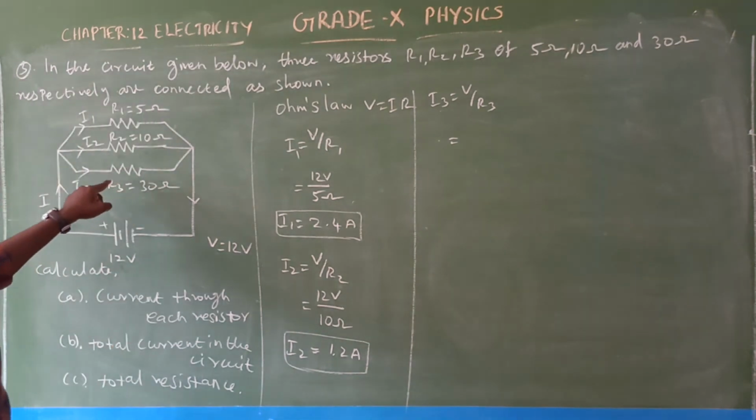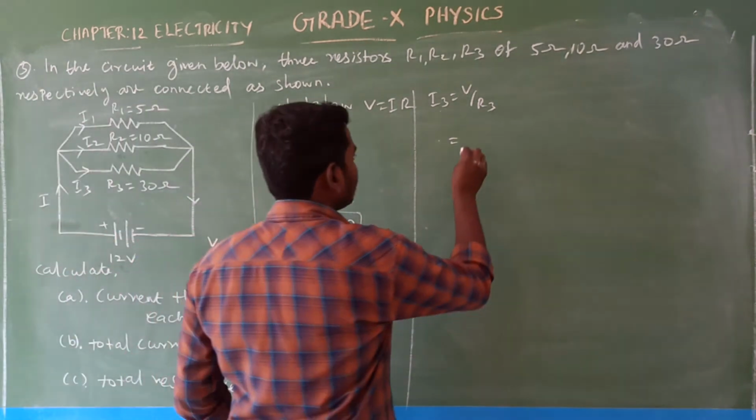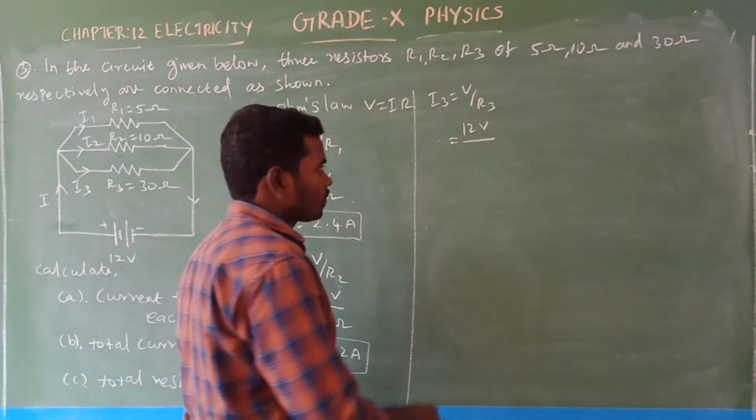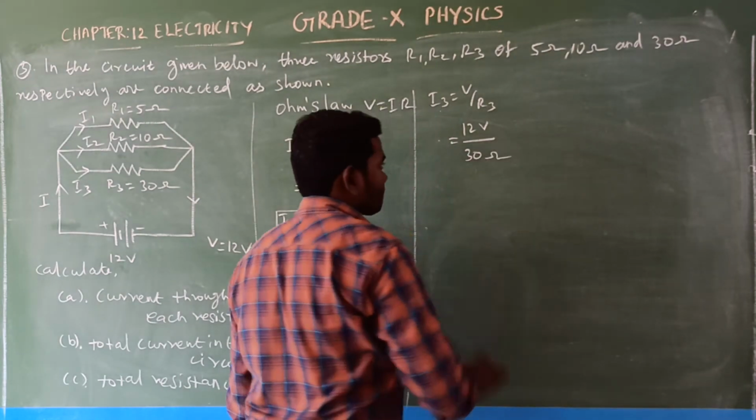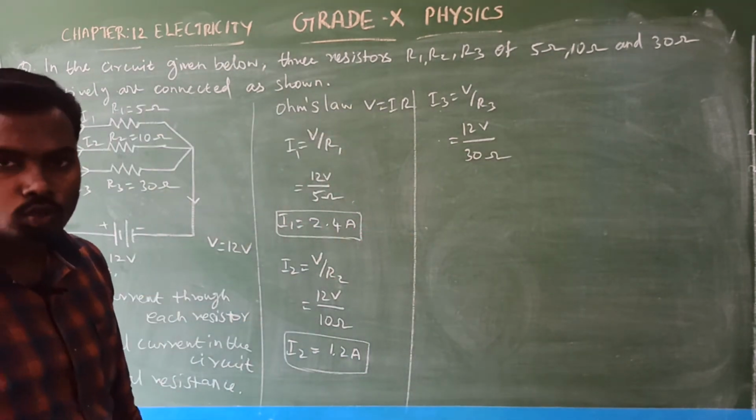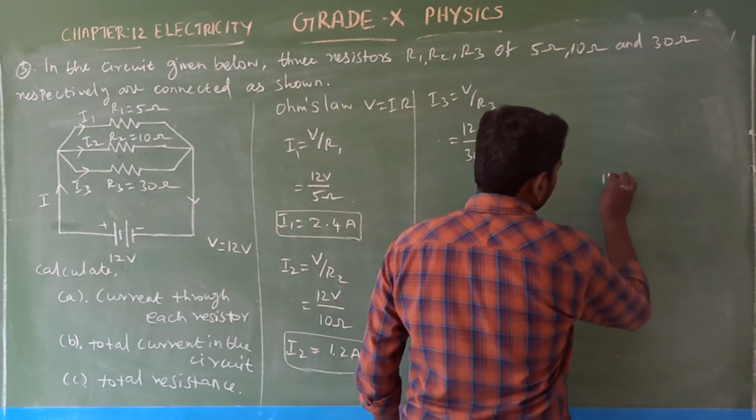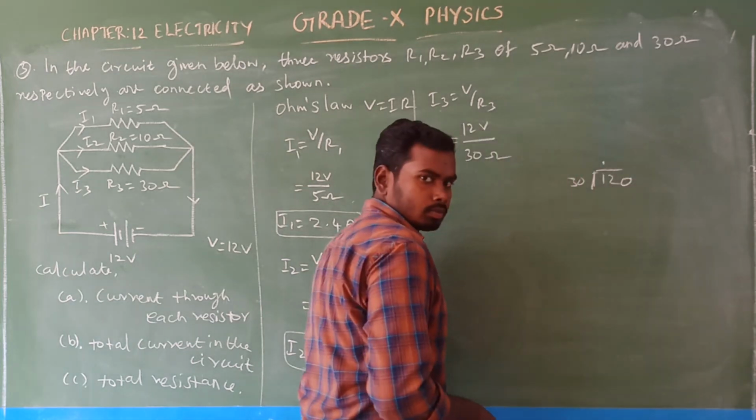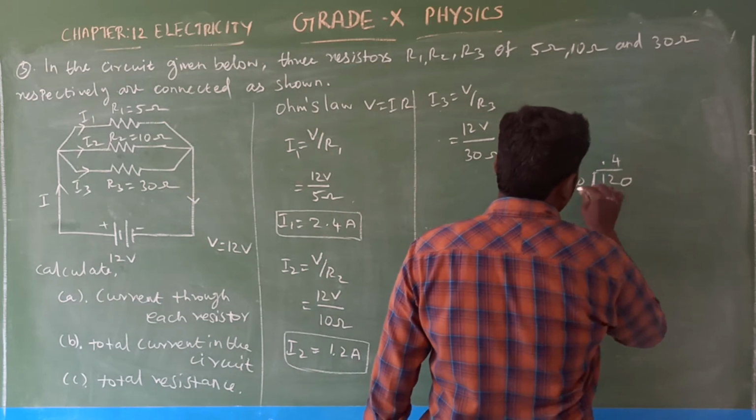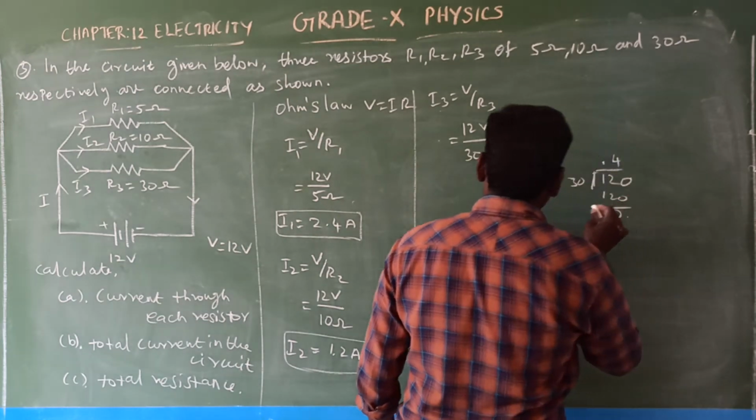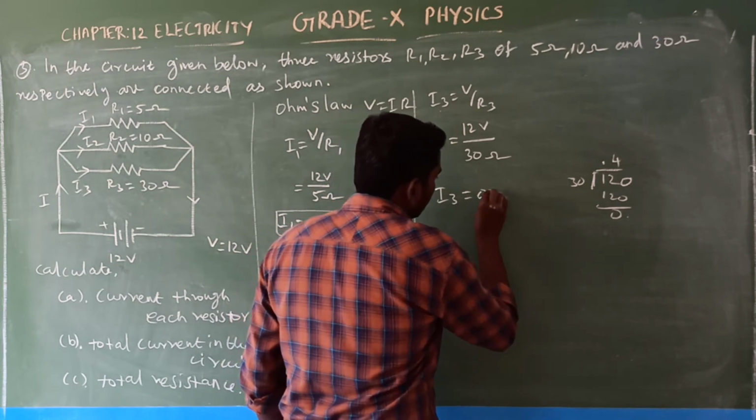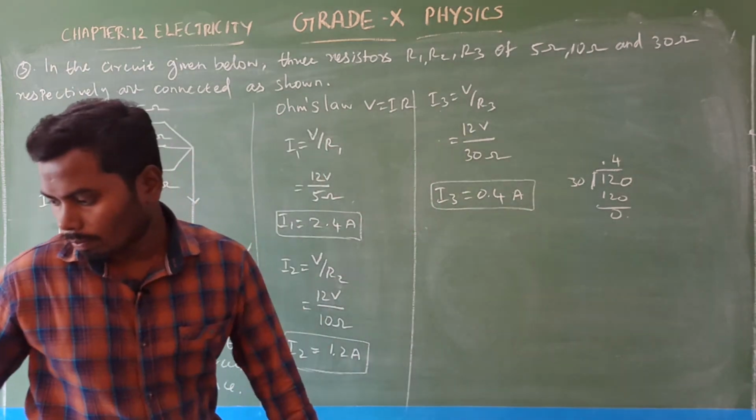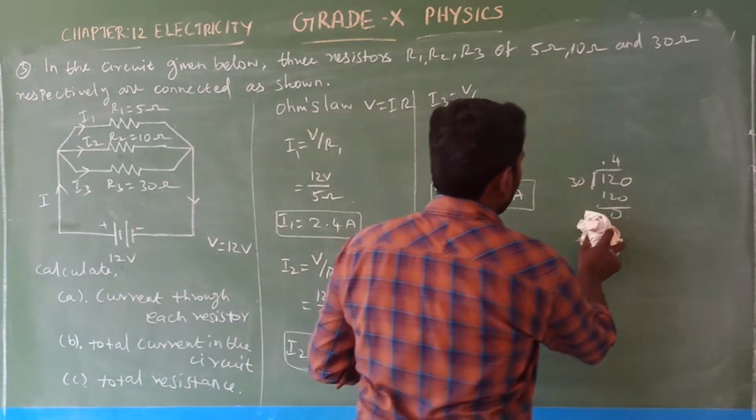So what is the potential difference? Potential difference V is 12 volt, which remains the same. 12 volt divided by the R3 value. What is that? R3 is 30 ohm. Yes. You further divide 12 and 30. So 12 divided by 30. This is a smaller number, so put a dot and add a 0. So 4 into 30, 120, remaining 0. So I3 is equal to 0.4 ampere. I3 is equal to how much? 0.4 ampere.